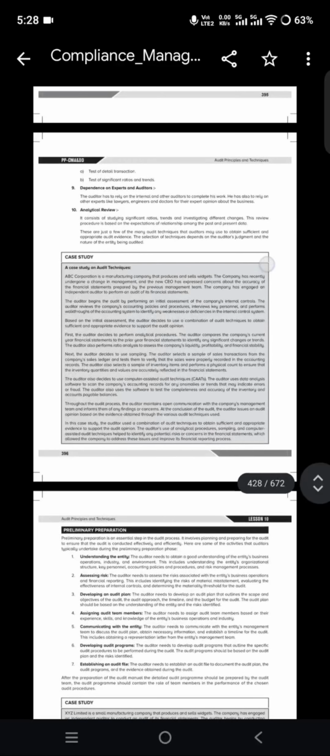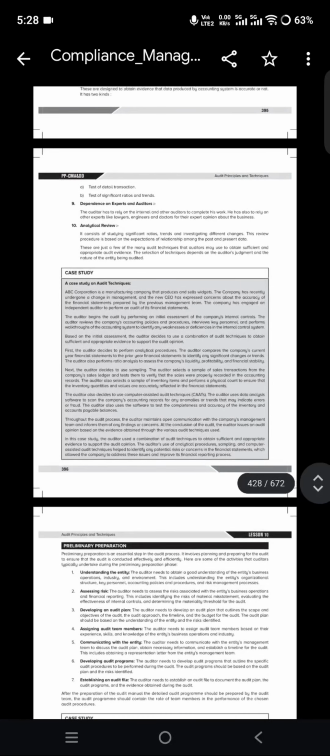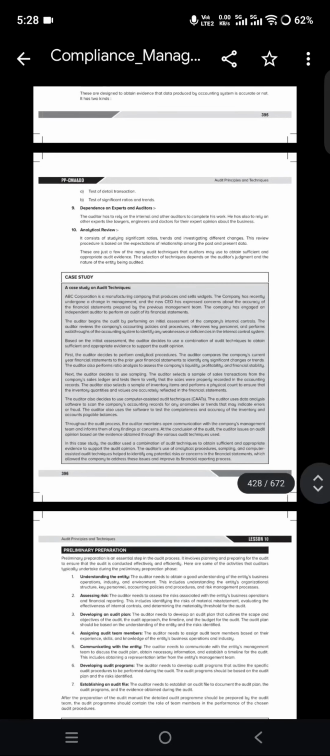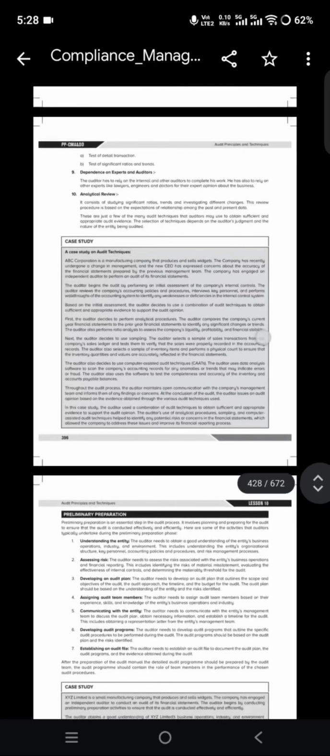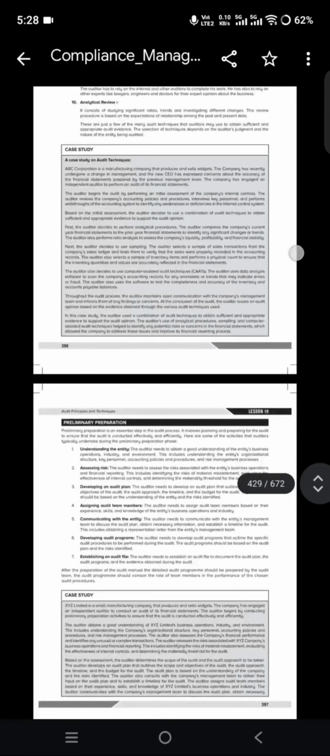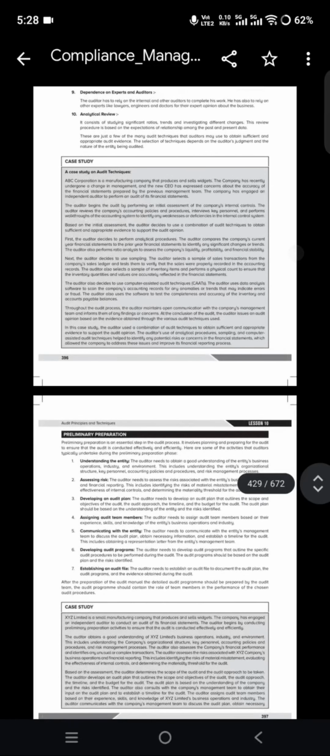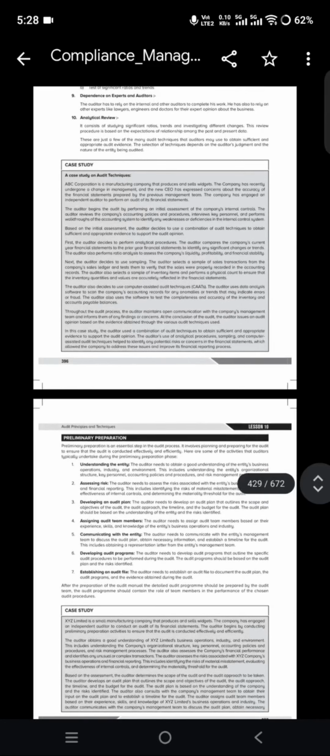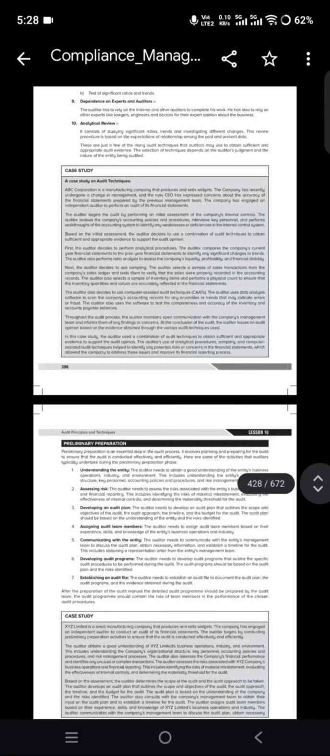Question may turn up as what activities does auditor undertake during preliminary preparation phase? Or the second one is preliminary preparation is an essential step in the audit process, elaborate this. Or the third type may be planning and preparation for the audit to ensure that audit is conducted effectively and efficiently. These 3 types are the possibility of the question. If these 3 lines appear, answer is preliminary preparation.